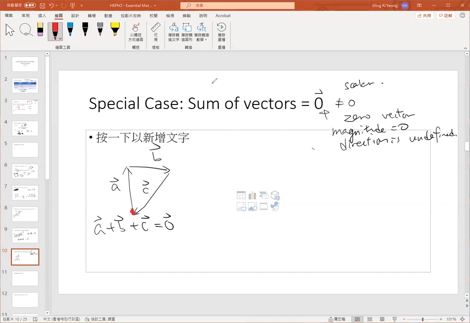So if it is an addition of four vectors, let me draw something. Maybe it looks quite weird.